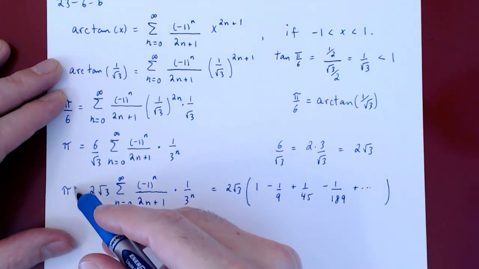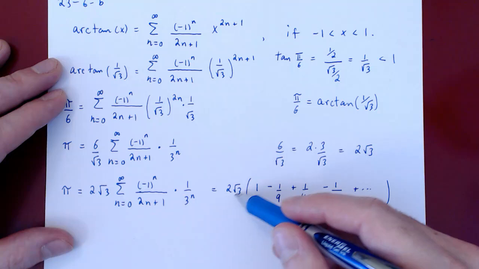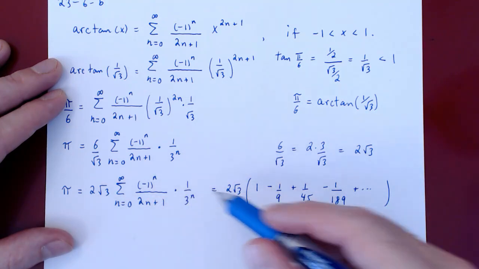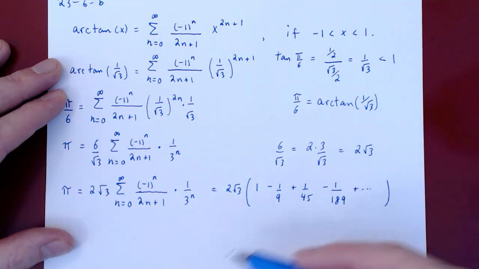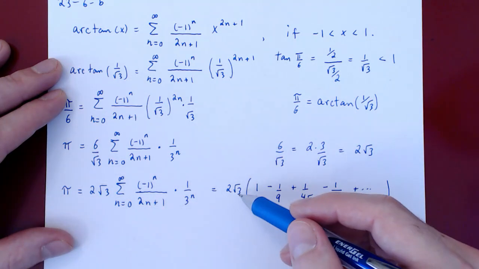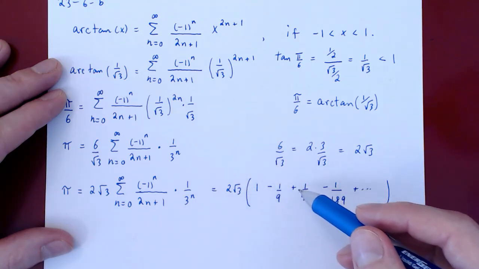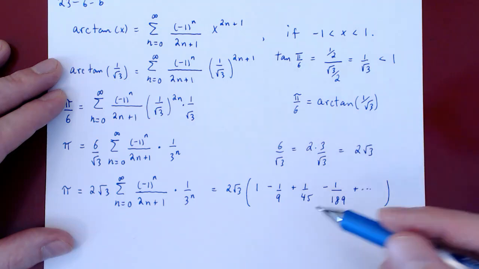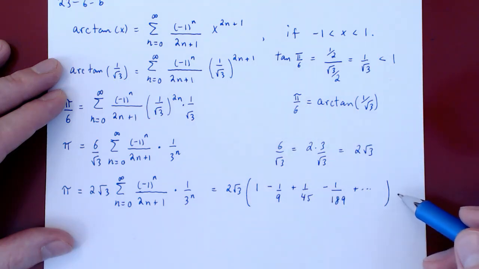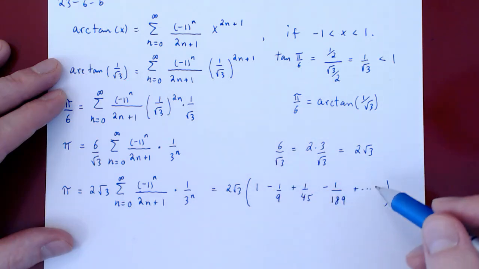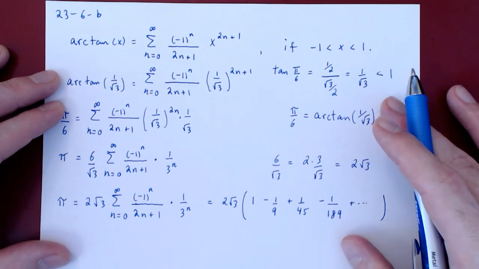So we now have expressed pi as a constant multiple, 2 root 3, of this fairly straightforward convergent alternating series. So if you want to approximate pi, you can do so by approximating root 3 and by summing a sufficiently large number of terms of this alternating series. And again, as you sum more and more terms, and as you get a better approximation to root 3, you will get a better approximation to pi. And that's it.